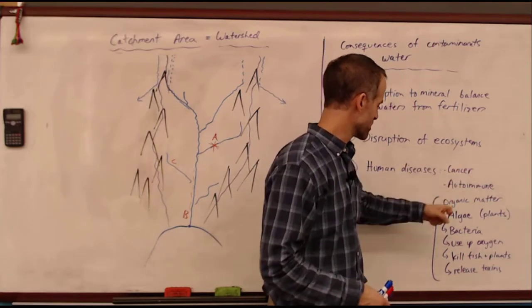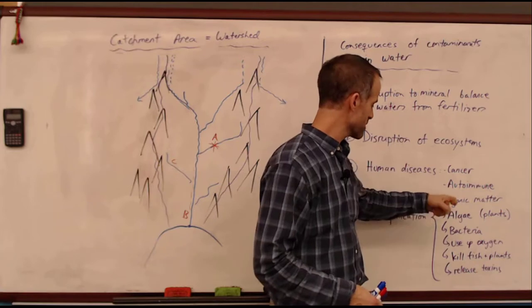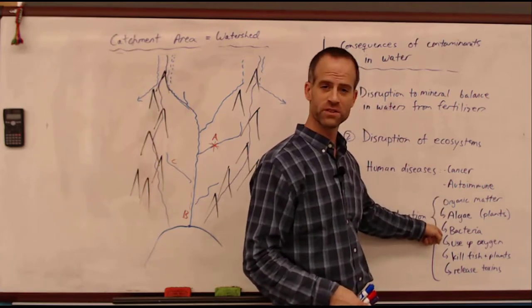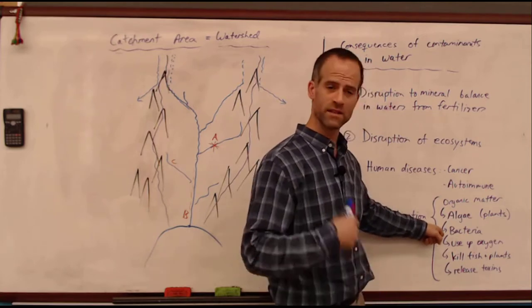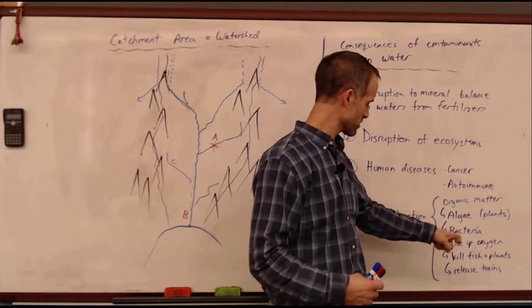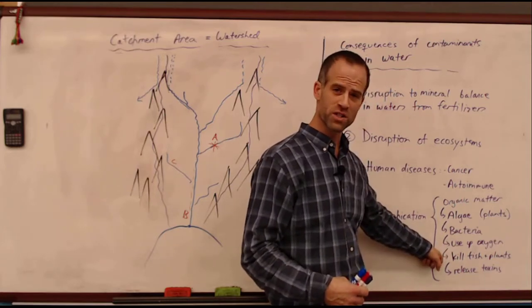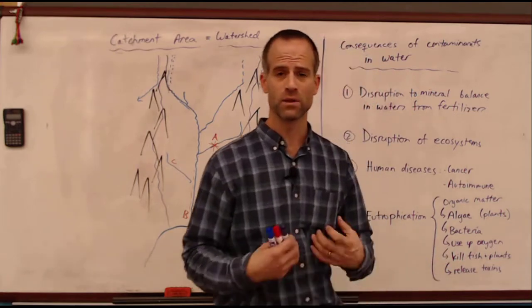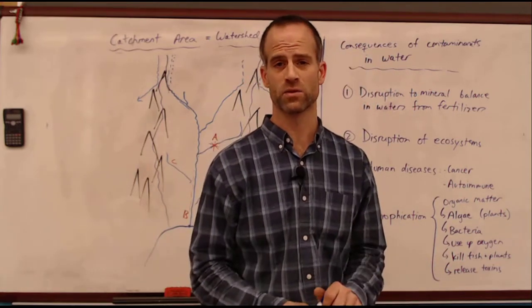Organic matter goes into the river, algae feeds off of that, the dead algae falls to the bottom, and bacteria basically decompose it. As they're decomposing it, they use up the oxygen in the water. If there's no oxygen in the water, the fish will die, and when the fish die, they release what's inside them, which can be also toxic.